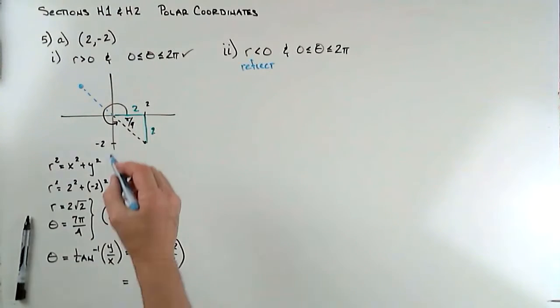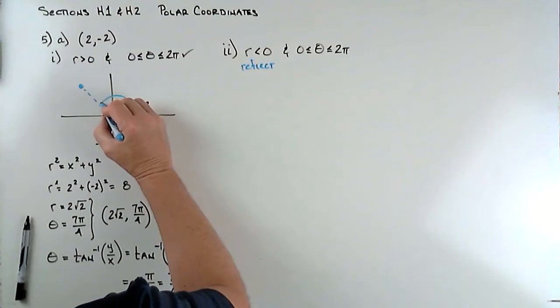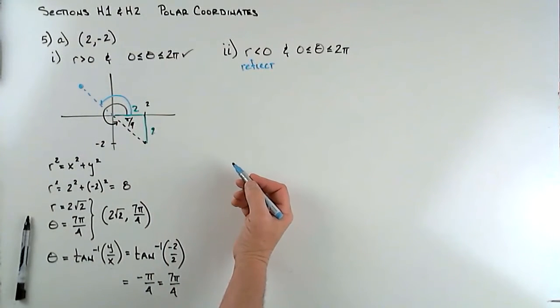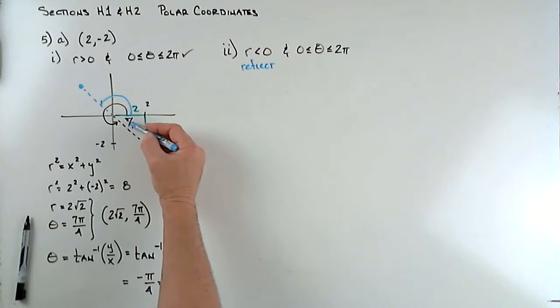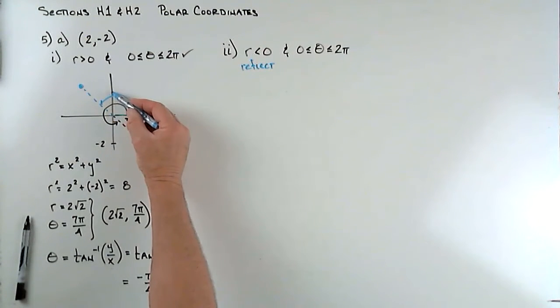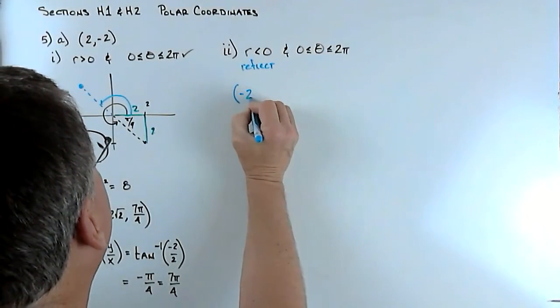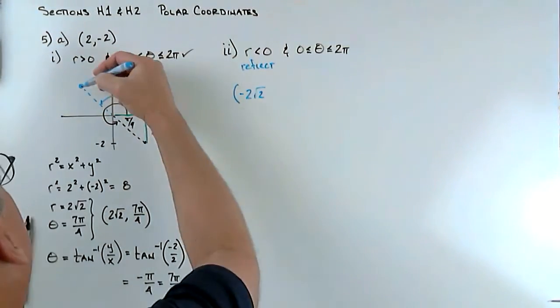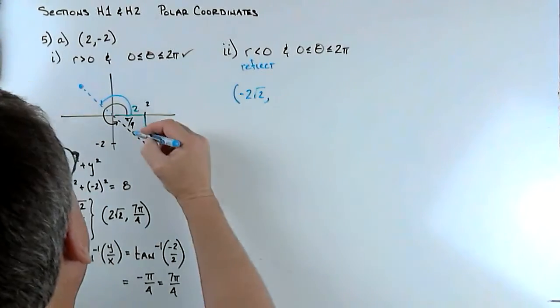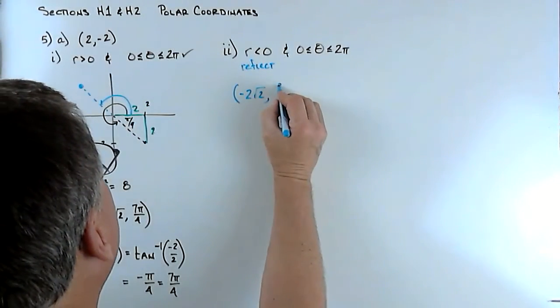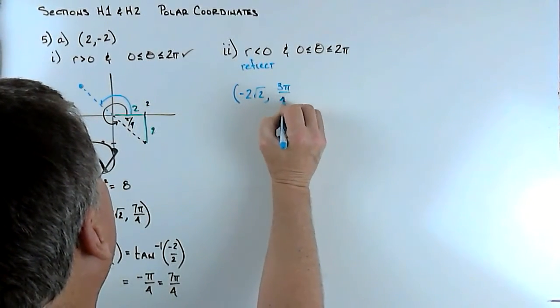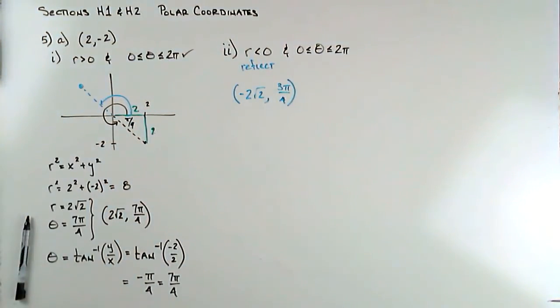Which means our angle is going to be this angle right here, since it has to be positive, and that's going to be 1 pi/4, 2 pi/4, 3 pi/4. So we're going to have -2√2. That's going to bring us across the pole. And the angle we're going to begin with is going to be 3 pi over 4. All right, so that's how you get going on number 5.